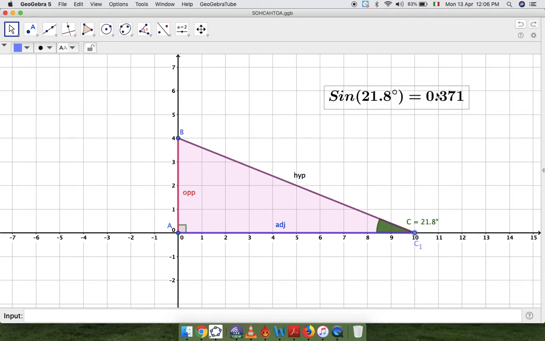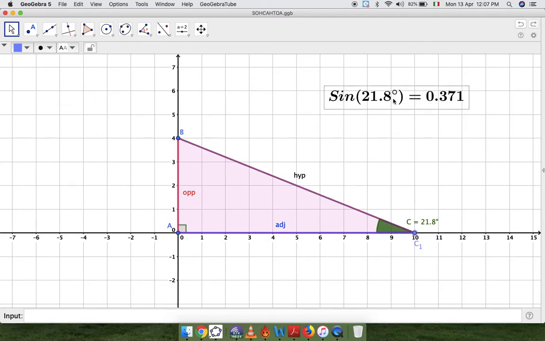So you can think of this 0.371 as 0.371 divided by 1. You can think of this as a fraction, this divided by 1. So what it's saying is when the angle here is 21.8 degrees, the opposite side of the triangle, this length right here, is roughly 37% as long as the hypotenuse. Because remember, it's opposite over hypotenuse, opposite divided by hypotenuse, or 0.371 over 1.